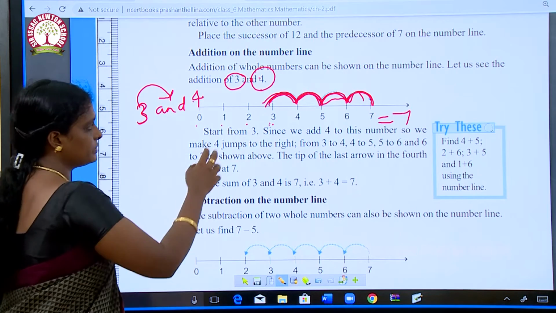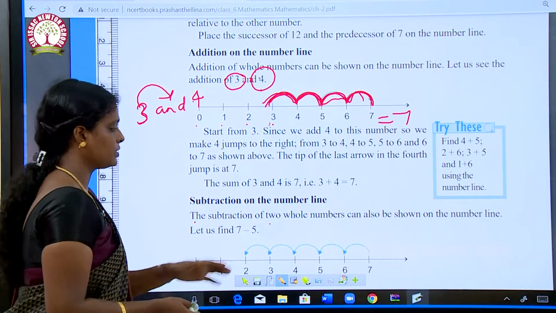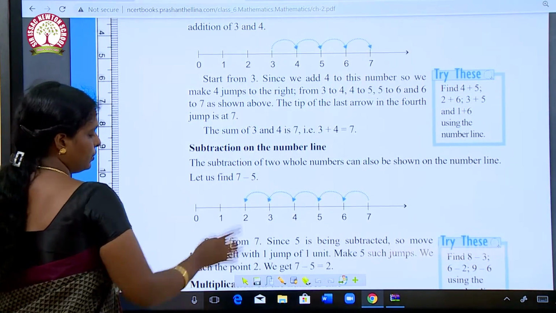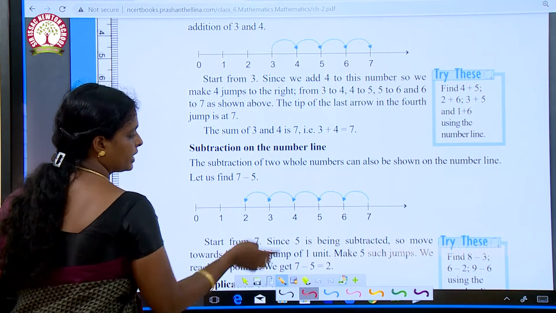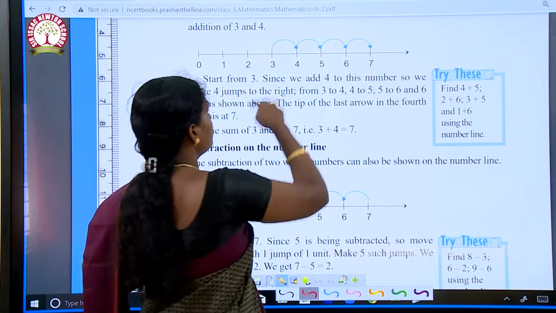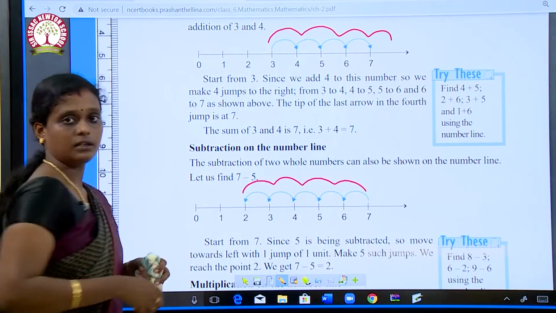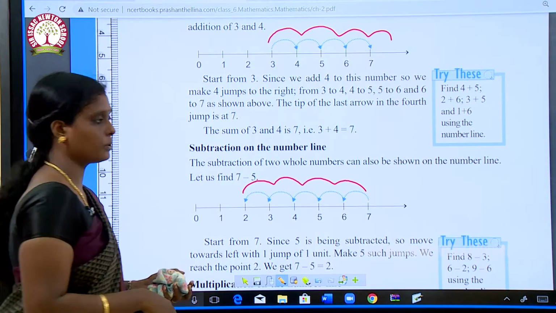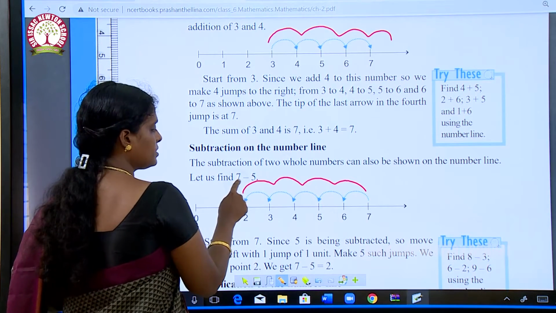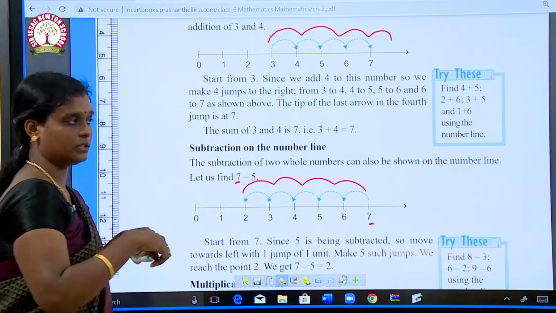From this itself you can come to the conclusion how to subtract the numbers on the number line. For subtracting you have to jump to the left side. For adding you have to jump to the right side. For subtracting you have to jump to the left side. So see, 7 minus 5 means you have to start from 7 and then jump 5 steps from that.